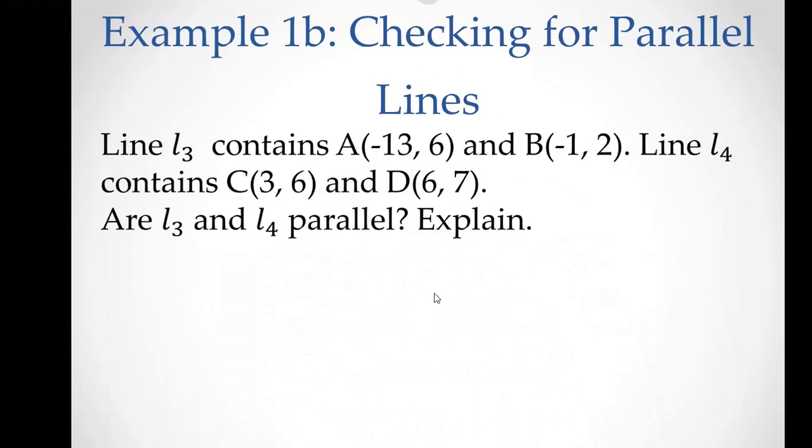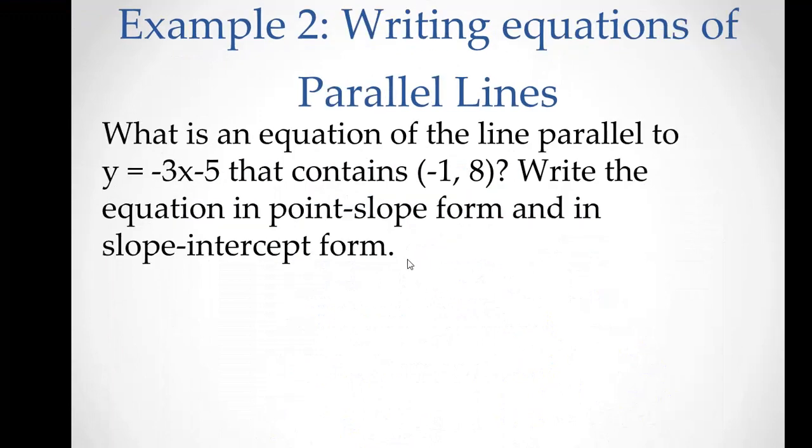All right, so let's look at example 2. What is an equation of the line parallel to y equals negative 3x minus 5 that contains, or we may say passes through, negative 1, 8? Write the equation in point-slope form and in slope-intercept form.